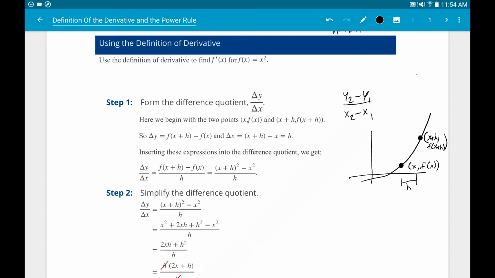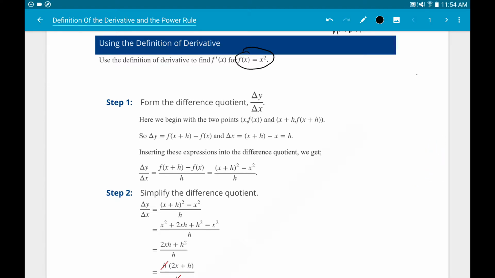Okay, by substitution, again, that gives you that formula, f of x plus h minus f of x all over h, where h again is just that distance between the x values. All right, now where do they get this stuff? Here, right here. They literally figure out what f of x and f of x plus h is. So how are we going to do that?